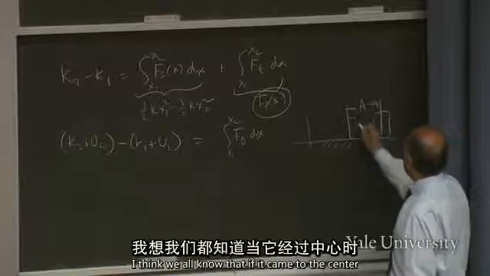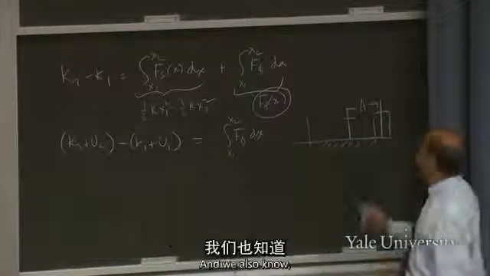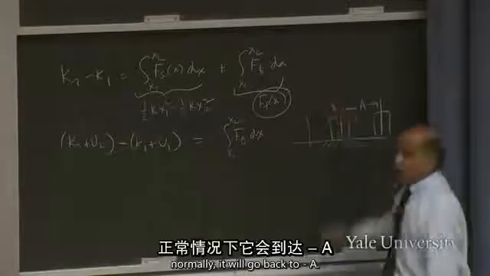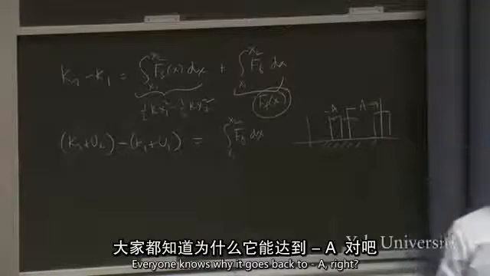I think we all know that if it came to the center, it won't be going quite as fast. We also know when it overshoots the other side, it will not go back to minus a. Normally, it will go back to minus a. Everyone knows why it goes back to minus a, right?